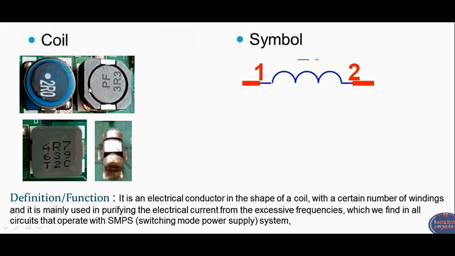Basically the inductor is just a wire or a winding. If you test it using the multimeter, you will get a continuity. If you get a continuity, it means the inductor is good. If you don't get any continuity, it means the inductor is bad or cut. As a definition, it is an electrical conductor in the shape of a coil with a certain number of windings, and it is mainly used to purify the electric current from the excess frequencies, which we find in all circuits that operate with a switch mode power supply system, SMPS.